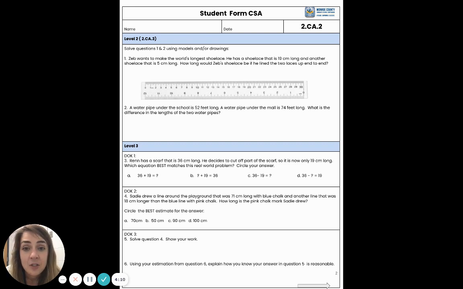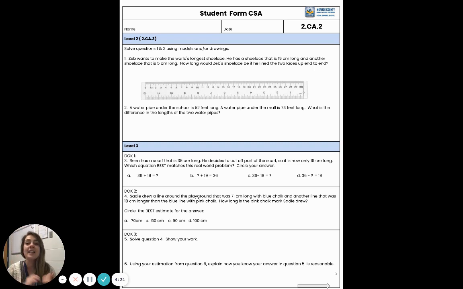All right, so work on that. Pause it if you need to. Show it on the ruler. That would be the easiest way. But if you had a different way that you wanted to work on that, that's fine. The most important thing is that you know that this story problem is asking you to add 19 and 5. So 19 plus 5 equals.